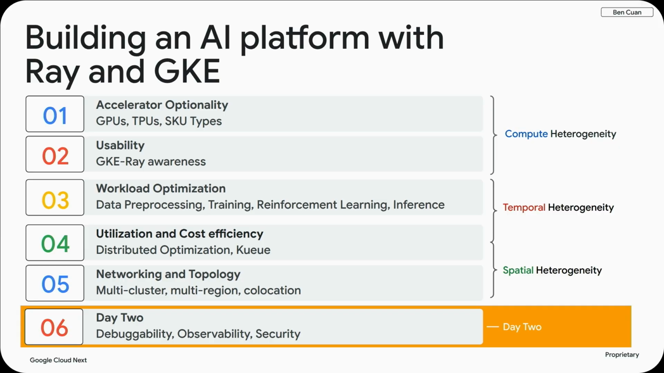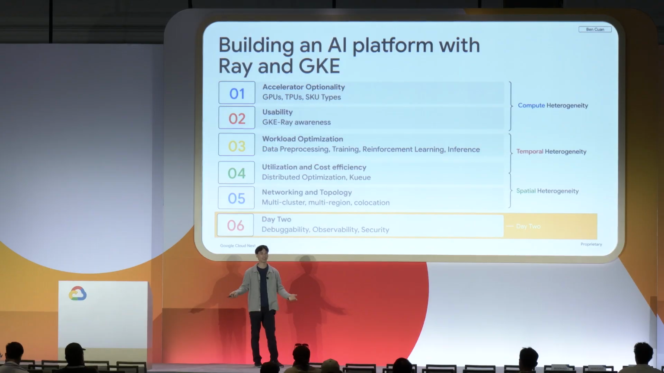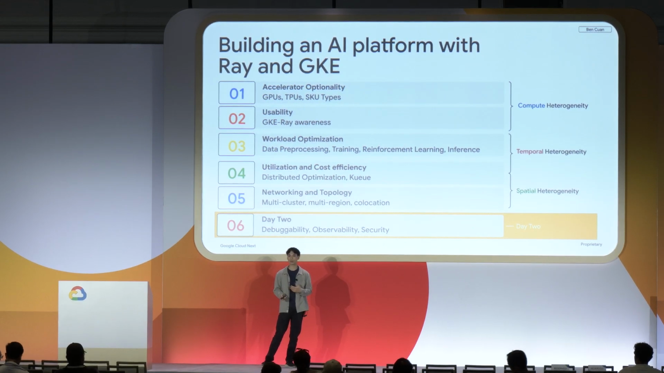Cool. So that was a very high-level overview of some of the problems and the solutions that we use to solve the heterogeneity problem and build an AI platform. And for the last section of the talk, we wanted to just mention a few things about how we can operate such a platform. So solving problems in the space of debuggability, observability, and security.